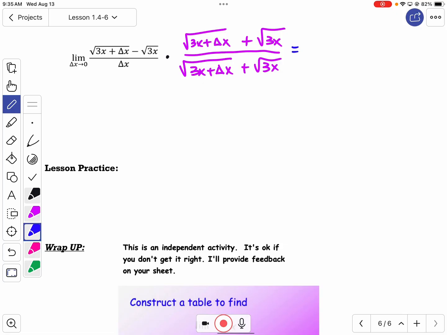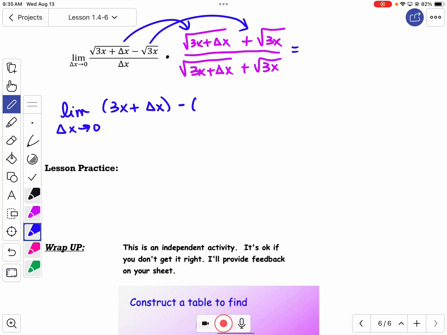All right, so now we're just going to do a bunch of algebra. I'm going to keep my limit because I'm still working. Delta x approaches 0. On the top, we're just going to multiply those two things, so each square root is basically going to disappear. So I have 3x plus delta x, I keep the minus, and the square root of 3x times the square root of 3x is 3x. In the numerator, I'm not going to distribute. In the denominator I'm not going to distribute either, because there was not a radical in it to start. That's going to be my factored piece, which is the square root of 3x plus delta x plus the square root of 3x.